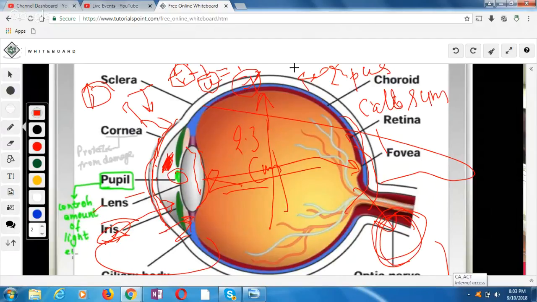The second one is this particular portion, the vitreous humor. What is the role of vitreous humor? The role of vitreous humor is that it prevents the eyeball from collapsing. If this liquid is not there, the eyeball can collapse and shrink. And when the eyeball shrinks, the image formation will not be proper, and there would be a problem in sighting different objects.